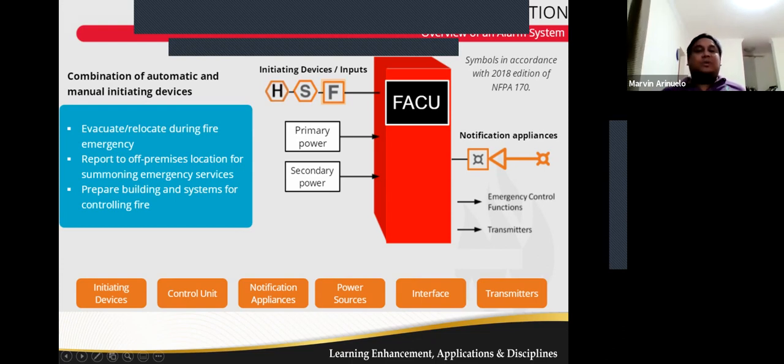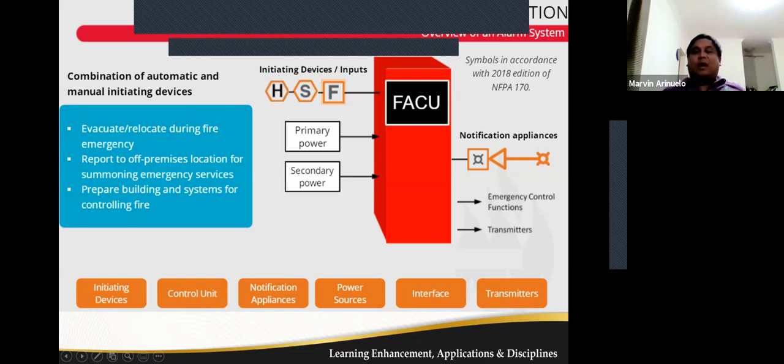Now, the panel supplies electrical energy, which is your primary power, to operate any associated initiating device, H, S, or F, and also the control relay, notification appliance, that's what you see as an output of your fire alarm control unit, or transmitter, which is an output. The transmitter may go to another interface, to another system, building system equipment, such as an elevator.